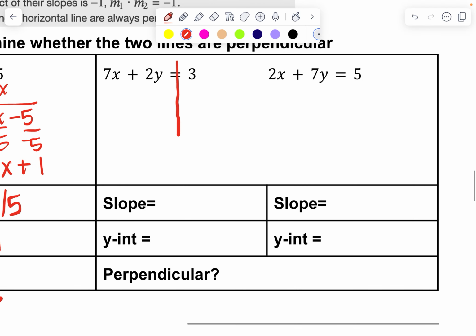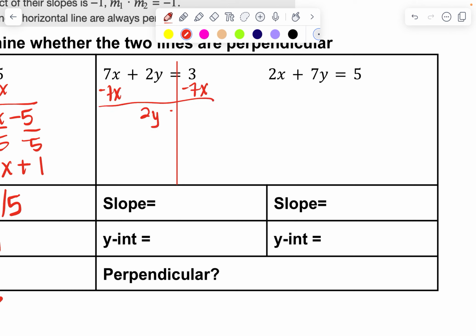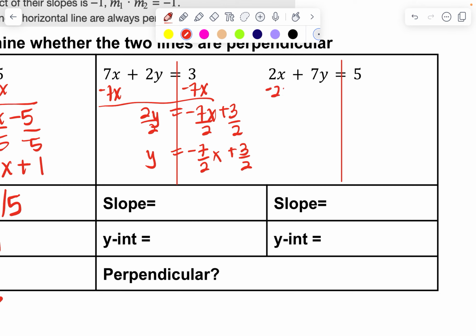One more, we'll get both of these to get y by itself. Take away 7x. So 2y is negative 7x plus 3. Dividing everything by 2, I'd get y equals, I'm going to keep it as a fraction, negative 7/2 x plus 3/2. It's easier to keep it as a fraction than to do negative 3.5. It's easier to see if they're opposite reciprocals that way.